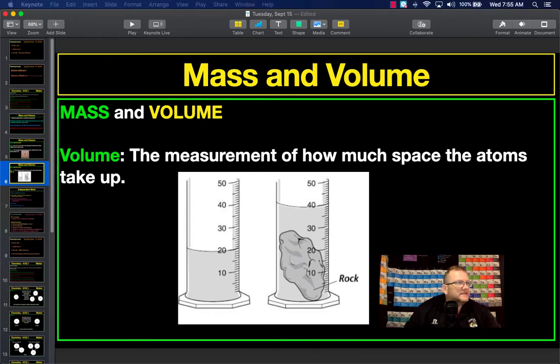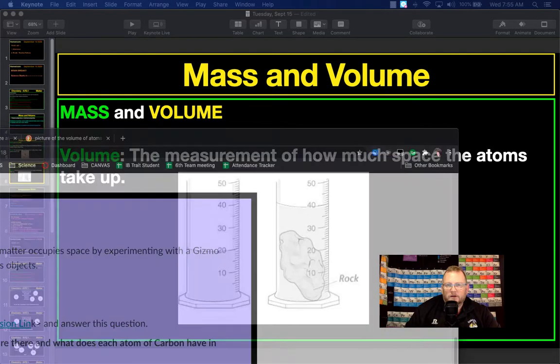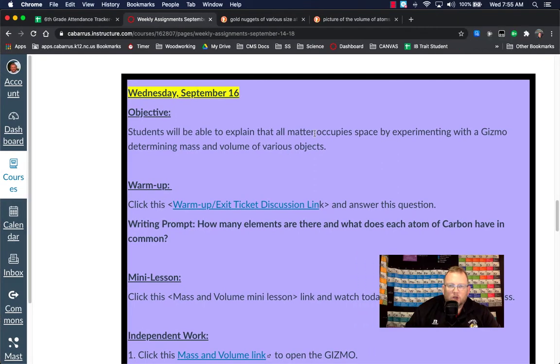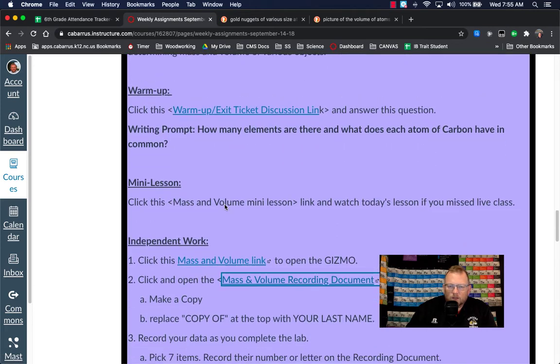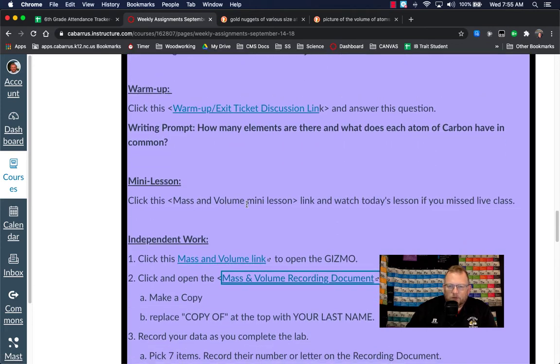Now, let's have a quick conversation about today's work, just so you know what you need to be doing today. All right, Wednesday, September 16th, here is the objective. You're going to be doing a gizmo that determines mass and volume, and I'm going to explain that in just a second. Make sure you do your warm-up here. Here's your writing prompt. How many elements are there, and what does each atom of carbon have in common? So you're going to talk about that in your warm-up. Of course, this right here, mini lesson, is where this video will be located.